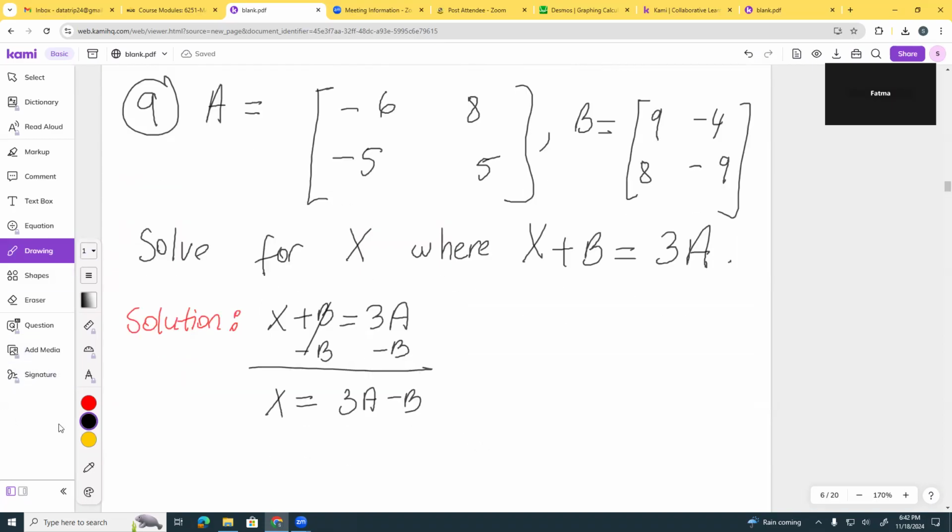Okay. So let's set up for X. X is equal to. Now first we need 3 times A. So let's multiply everything by 3. 3 times negative 6 is negative 18. 3 times 8 is 24. 3 times negative 5 is negative 15, and 3 times 5 is 15. This part takes care of the 3A portion. Minus, now we're going to subtract B from this, and B is 9, negative 4, 8, negative 9. We're almost done.